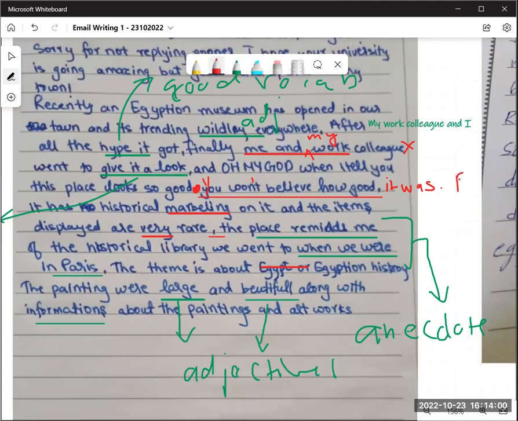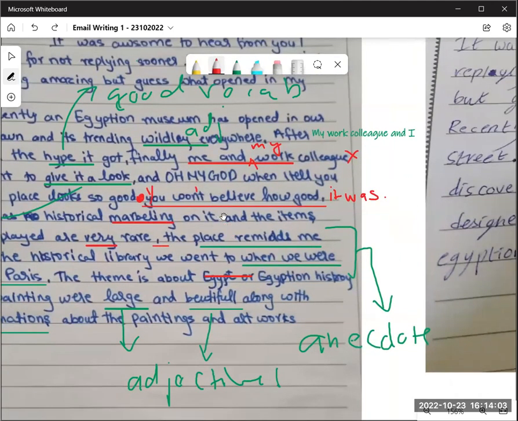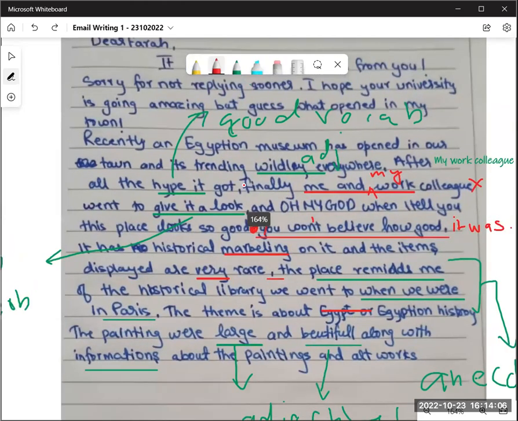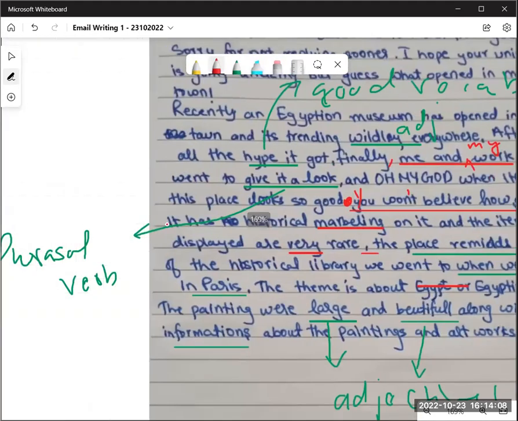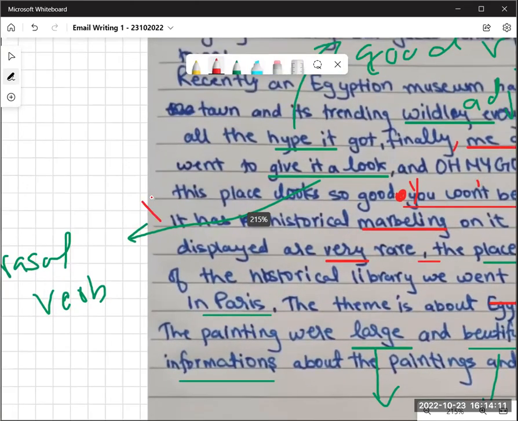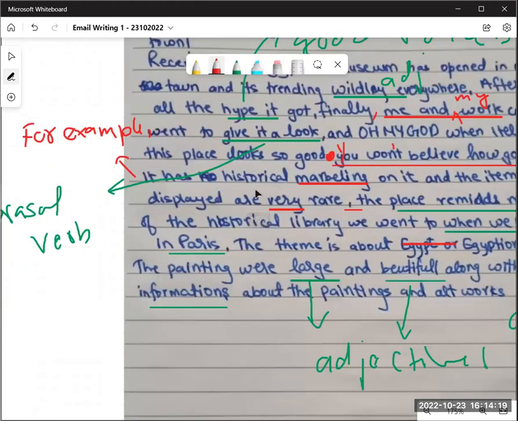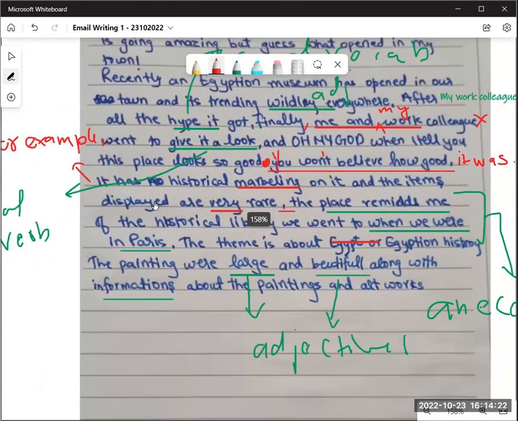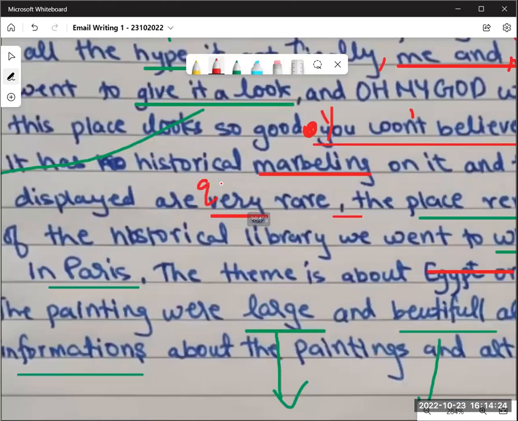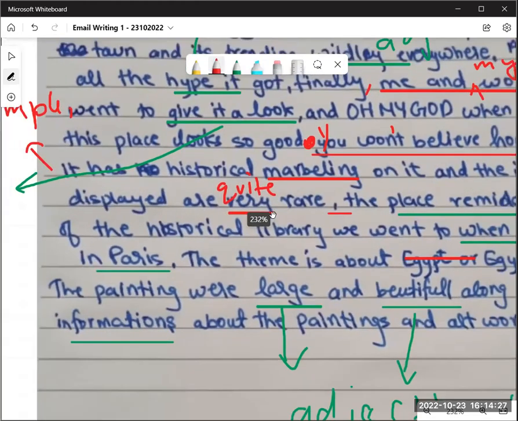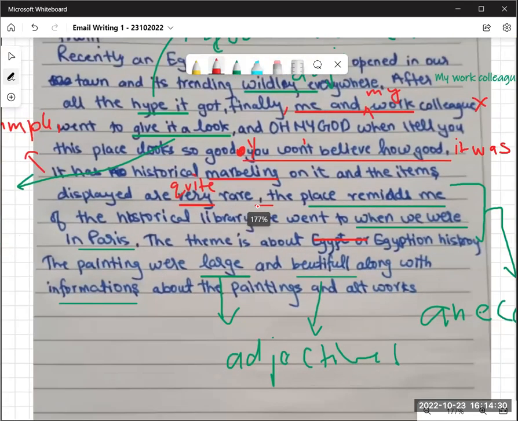Then we'll stop here. We'll give a linking word. For example, you don't have any linking words actually. You do have finally, that's good. But whenever you're starting a sentence, you should give a linking word such as for example, or moreover, or additionally, something like this. So for example, it has historical marbling on it, and the items displayed are, instead of saying very, we'll say quite rare. We'll put an and over here. And the place reminds me of the historical Paris we went to in Egypt.